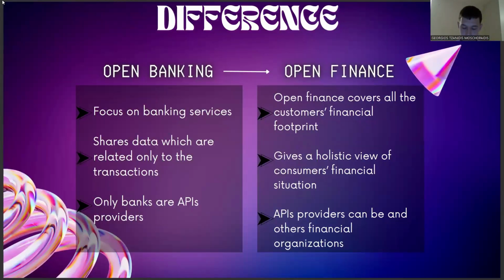So the main differences between them is that for open banking, the open banking focus only on banking services. Secondly, gives informations which have to do with consumers' transactions. And the last point is that in the open banking system, only the banks are the API providers.